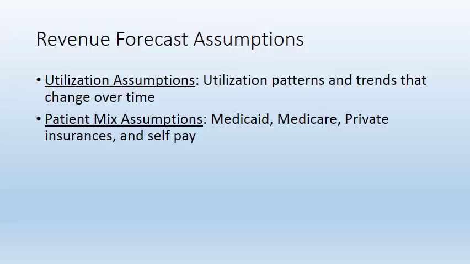Patient mix assumptions are considering what common payer types are using the system. These include Medicaid, Medicare, private insurances, and self-pay. Back to the Affordable Care Act, as an example, the expansion of Medicaid is occurring in most states. As more individuals are able to qualify for Medicaid, some practices are seeing a change in patient mix.